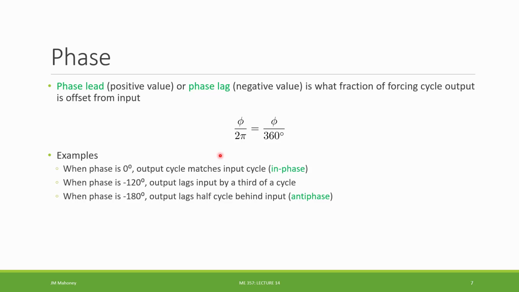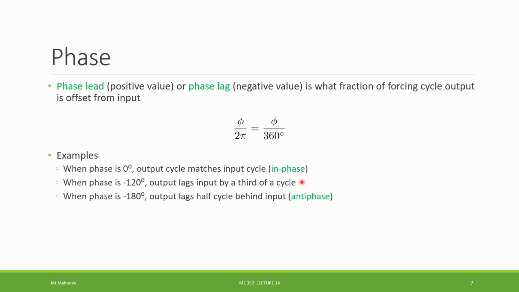Another example, let's say our phase is negative 120 degrees. Well, if we put it in here, negative 120 over 360 is negative 1/3. The negative, again, tells us that we are lagging. So the way we can interpret this is that our output will lag the input by about 1/3 of a cycle. So our peak on the output is going to be about 1/3 of a cycle after the input peak. And the same thing with the valleys or the troughs.